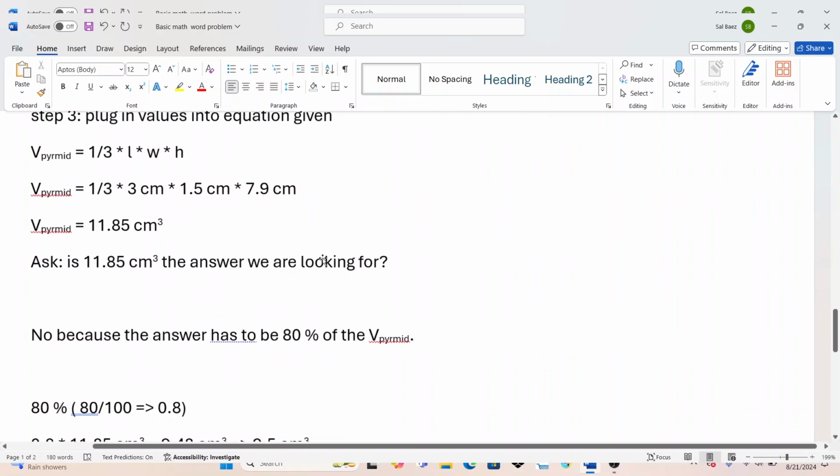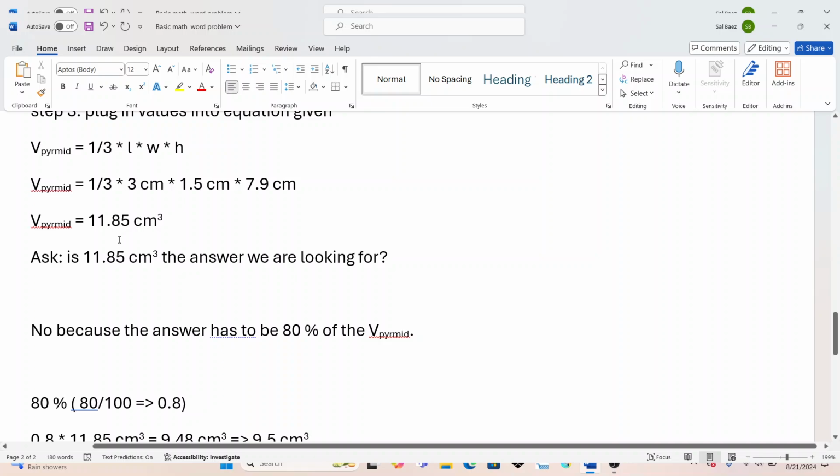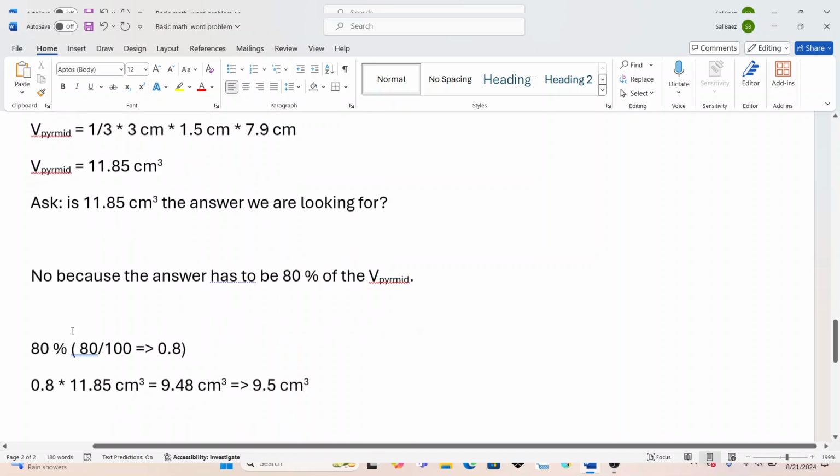So I hope that's clear. This is not the answer. You have to do 80% of this volume. When we do percents, always think of a fraction out of 100. So 80 divided by 100, put in the calculator, is 0.8, and then you do 0.8 times that volume, and you're going to get 9.48 centimeters cubed.